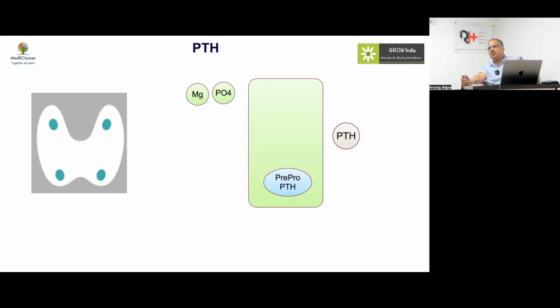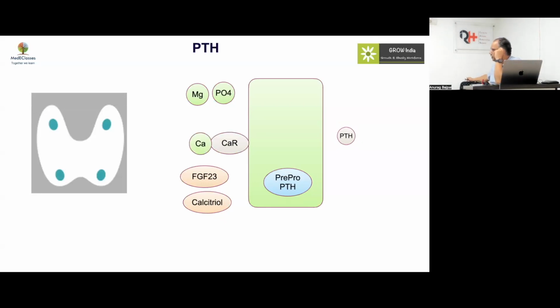But if you have magnesium deficiency, you will again have hypocalcemia. Why? PTH release and PTH action can both be affected in that regard. So magnesium is very, very important. Now FGF23 and calcitriol will inhibit PTH release, because if you have more FGF, both have the same effect. So you want to really counter that. That becomes important from that perspective.